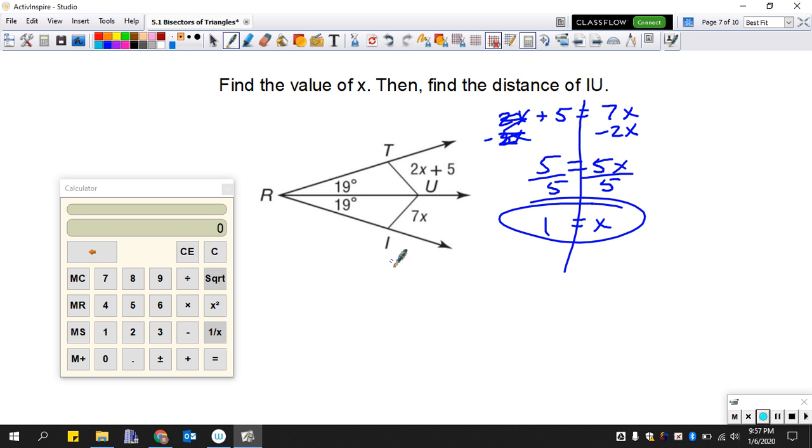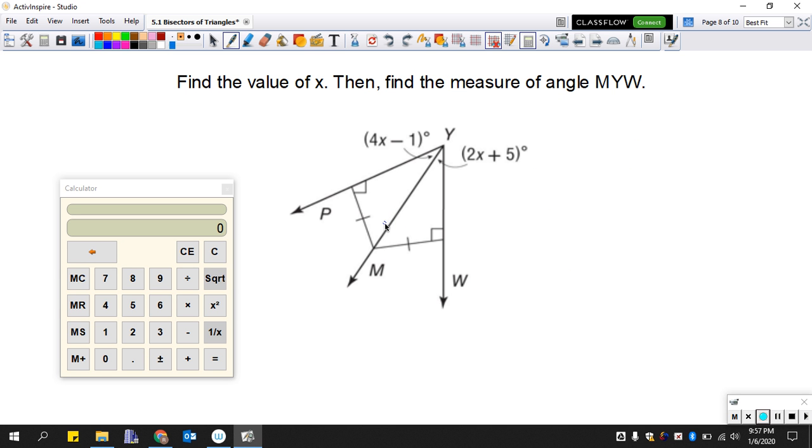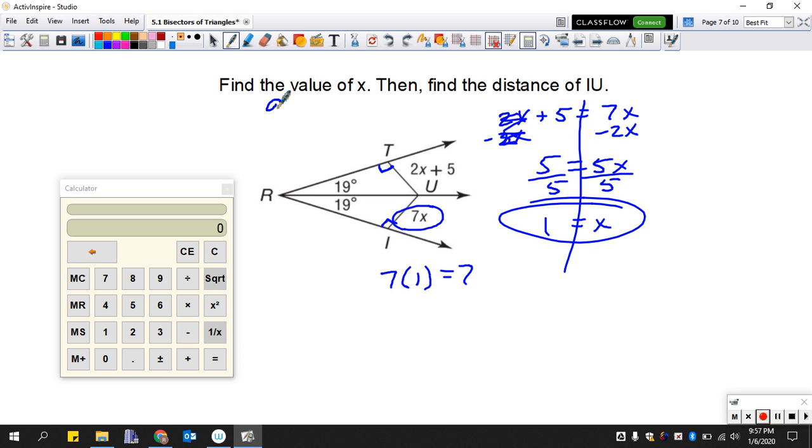And then to figure IU, that's this right here, so that would just be 7 times 1, which is equal to 7. So the distance U is 7 units away from the side RI, if we're looking at a right angle. And even though these don't have the right angle symbols, these are right angles. All right. Once again, here we're going back using the converse of the angle bisector. So the one up here was the angle bisector.